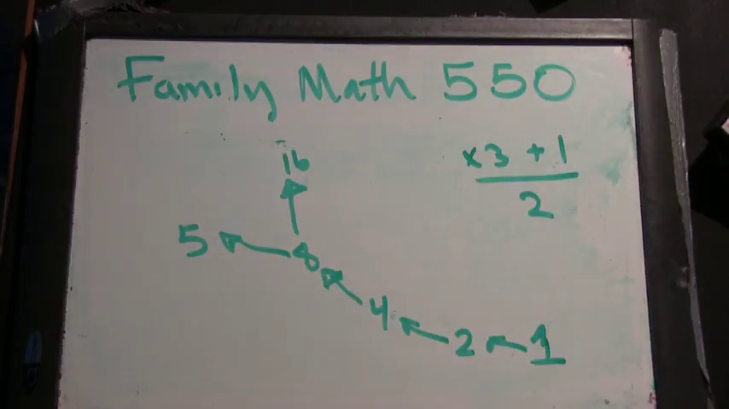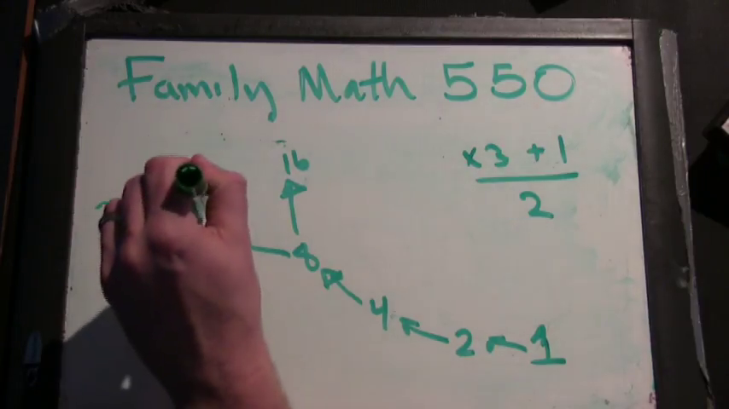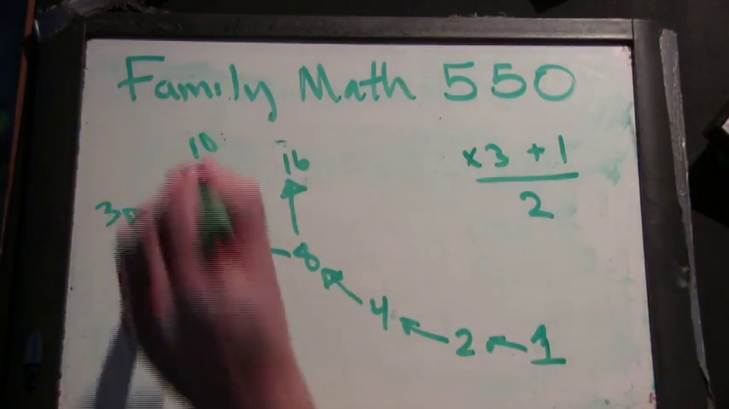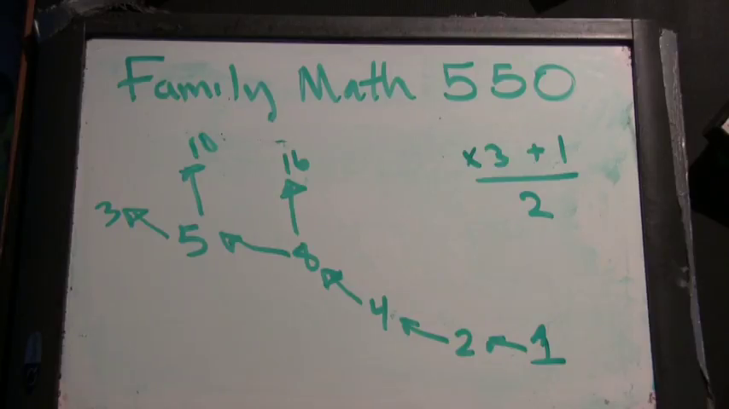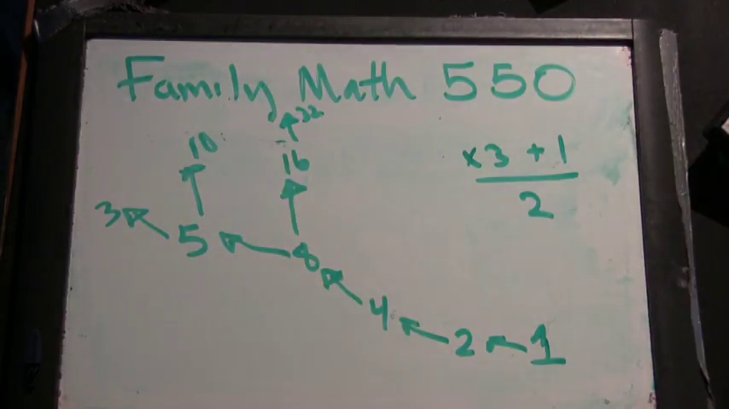Where can 5 come from? 5 can come from 3, because 3 times 3 is 9 plus 1 over 2. So it can come from 3? Or it could come from 10. Yep. Or it can come from 10. Interesting. 16 can come from either 32 or, well, just 32 actually.